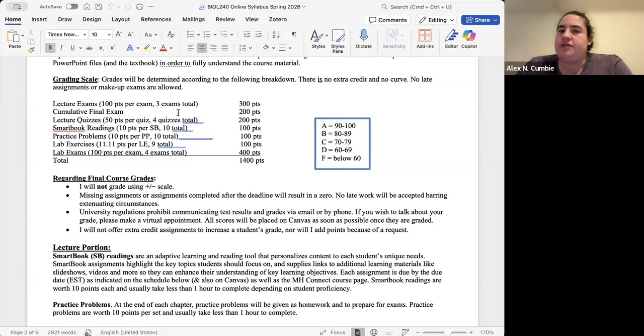It will be cumulative, but I will be giving you a guide for the cumulative final, so you know exactly what to study for. You have lecture quizzes that you'll take throughout the semester. Each is worth 50 points apiece, and I'll discuss what those all look like when we look at how the assignments work. You have smart book readings, 10 points apiece, practice problems, 10 points apiece, and then there's the lab portion. So lab exercises are about 11 points each, and then lab exams, there's 4 of them, will be 100 points each.